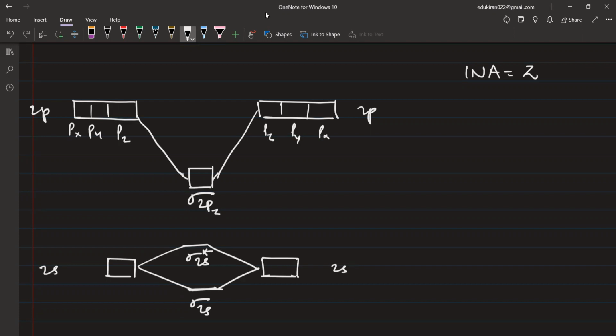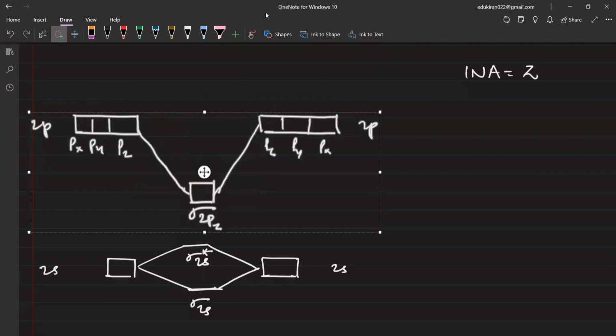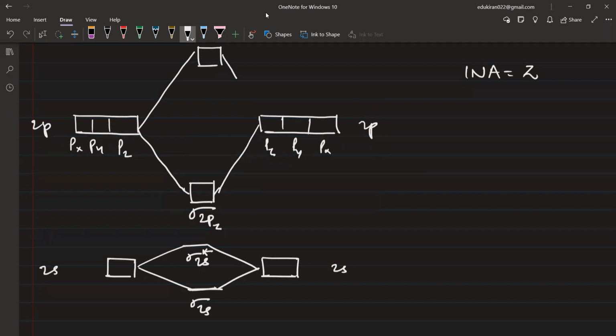Is this clear to everyone? Yes or no? Please tell me. Is this clear till here? Yes, sir. Now, similarly, we are going to get sigma star 2pz. This will be your sigma star 2pz.